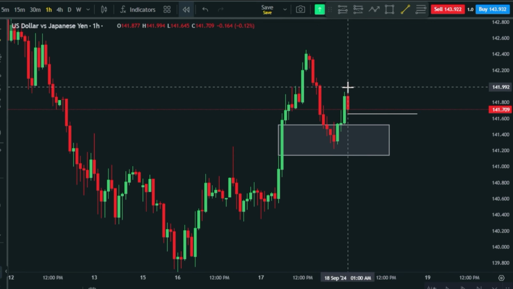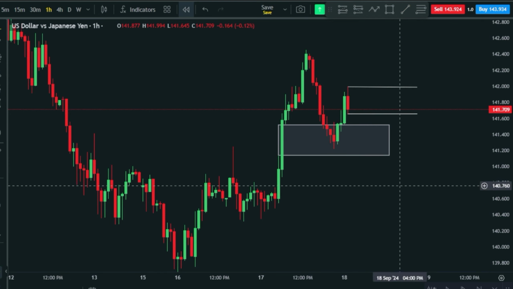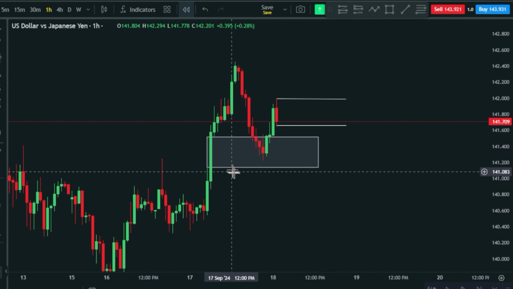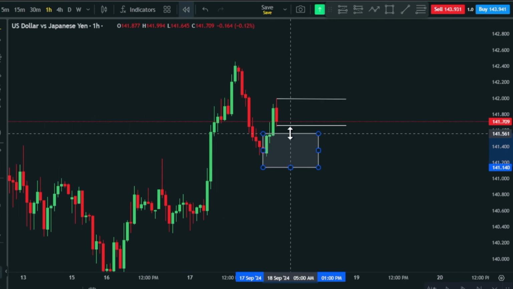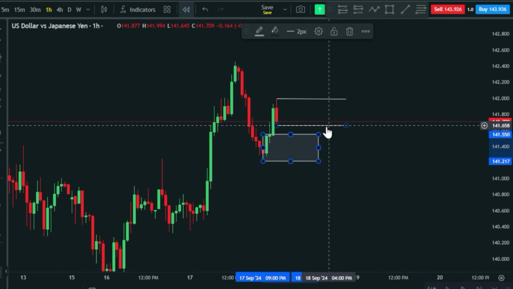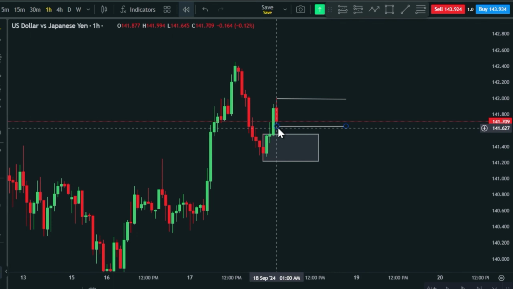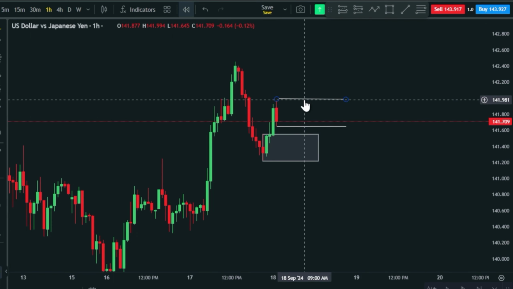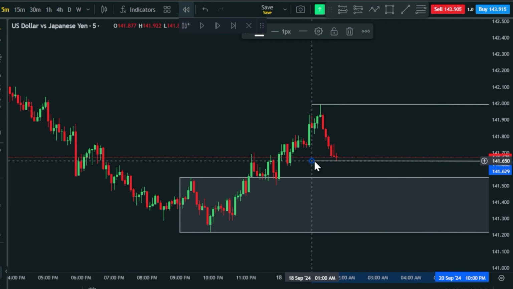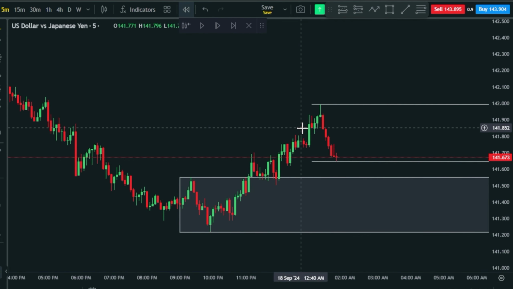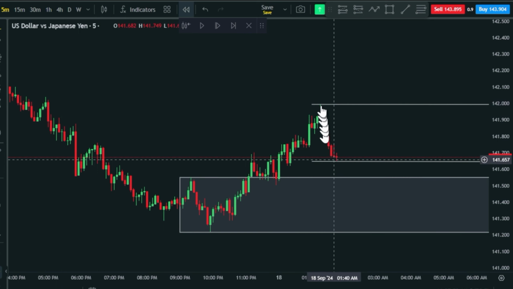Firstly, we mark the high and low of the range candle. Currently, we have an order block here. This will be our new and unmitigated PD array. Let's jump to a 5-minute chart. This is the same area on the 1-hour chart. This is the range candle on the 1-hour chart.